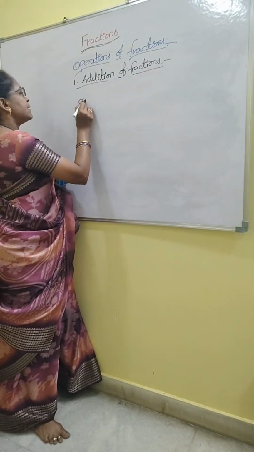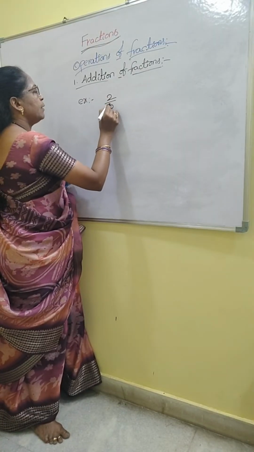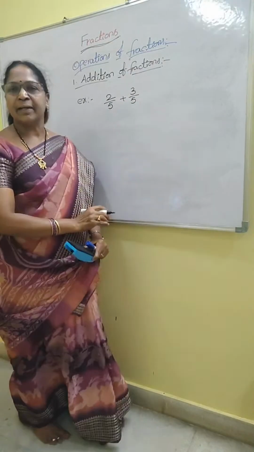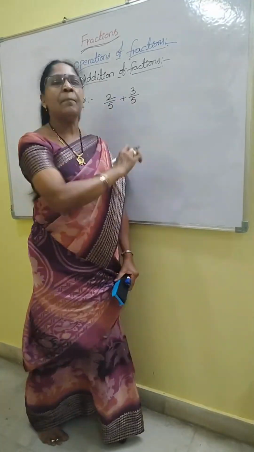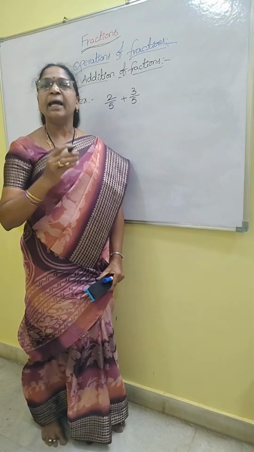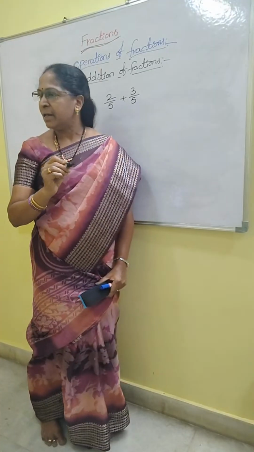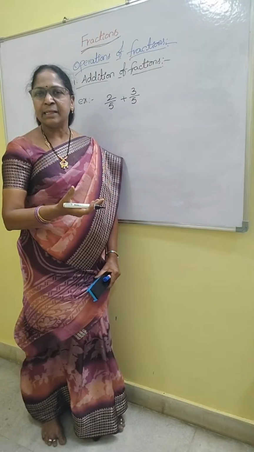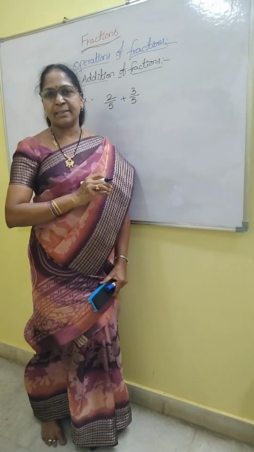Another example is 2 by 5 plus 3 by 5. Whenever denominators are the same, we call these fractions like fractions. Here the denominator is 5, here also 5. The same denominator is there. So we can say that these two are like fractions.